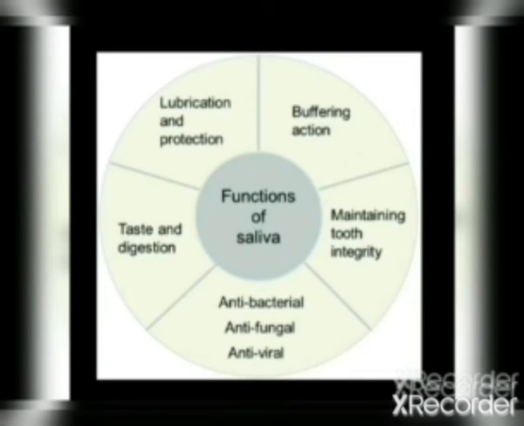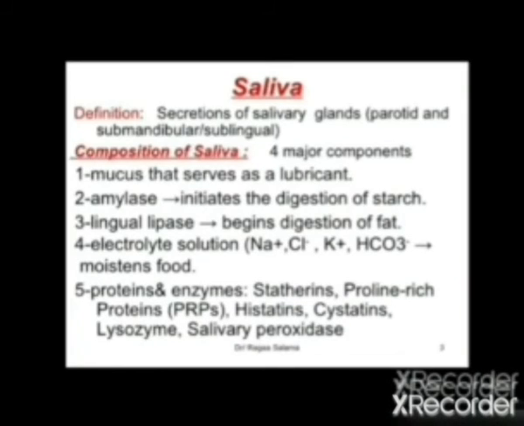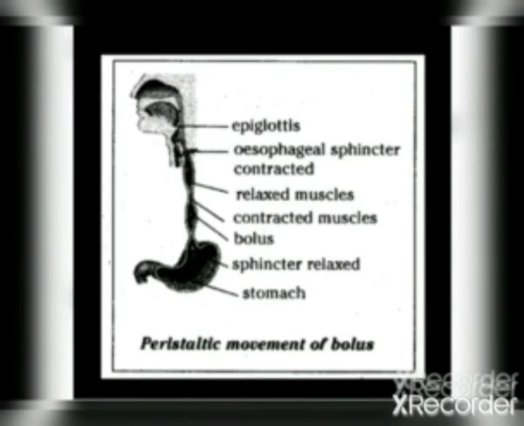And next, enzymes in saliva. The saliva contains an enzyme called salivary amylase that breaks down starch, a complex molecule, to give sugar. Peristaltic movement: peristalsis is the contraction and relaxation of the muscles of the digestive tract to move the food through the digestive system.